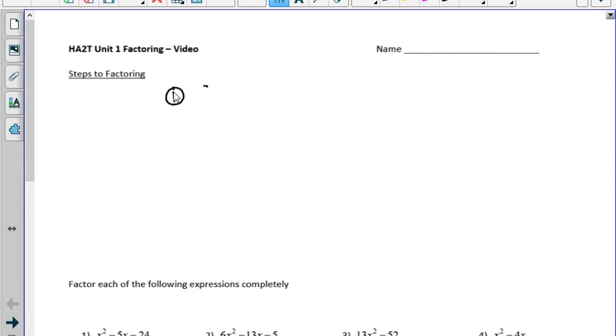Step number 1, always look for the greatest common factor. There are times when there isn't a greatest common factor other than 1, and that's cool, but you always have to look for it because if you're factoring something completely, you want to look for the greatest common factor.